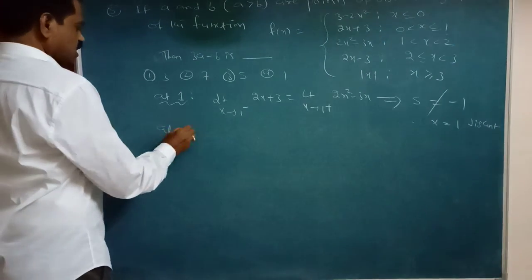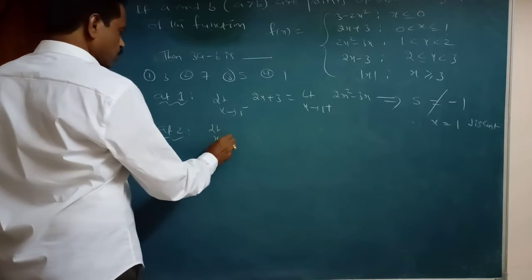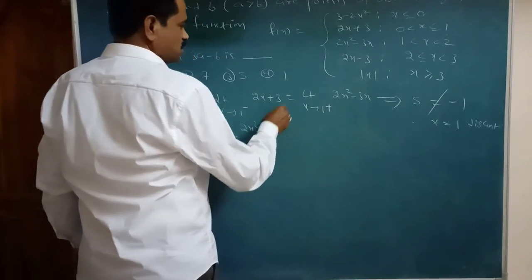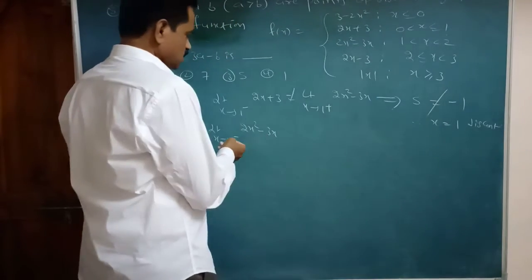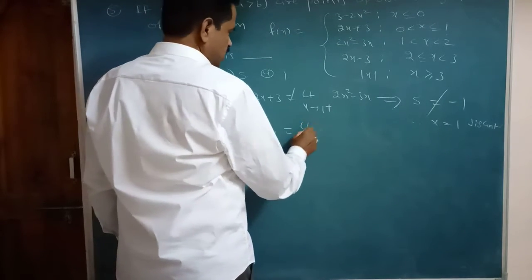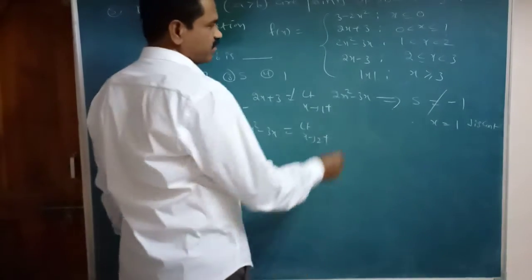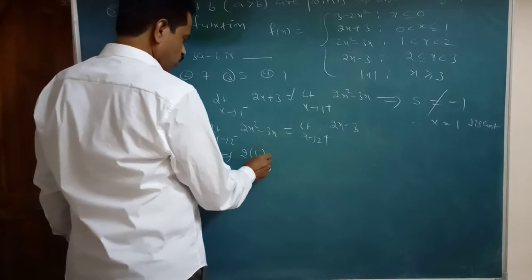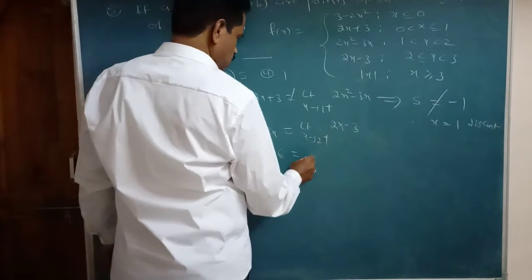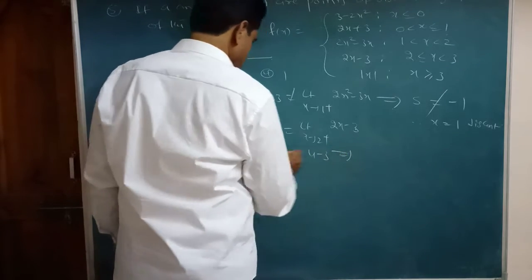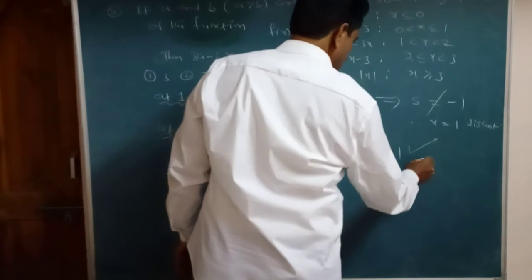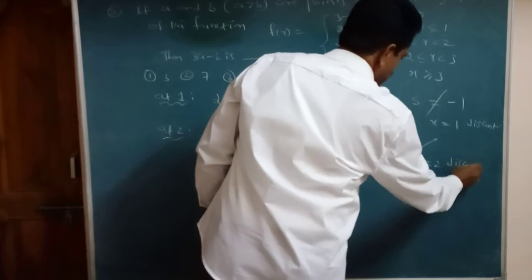Next you can check it at 2. Limit x tends to 2 minus, x less than 2. What is the function here? 2x square minus 3x. Next, limit x tends to 2 plus, x greater than 2. What is the function here? 2x minus 3. Substitute 2: 2 into 2 square is 4, minus 3 times 2 is 6, so 8 minus 6 is 2, and the right side is 2 times 2 minus 3. So it is not equal, so at x equal 2 it is also discontinuous.